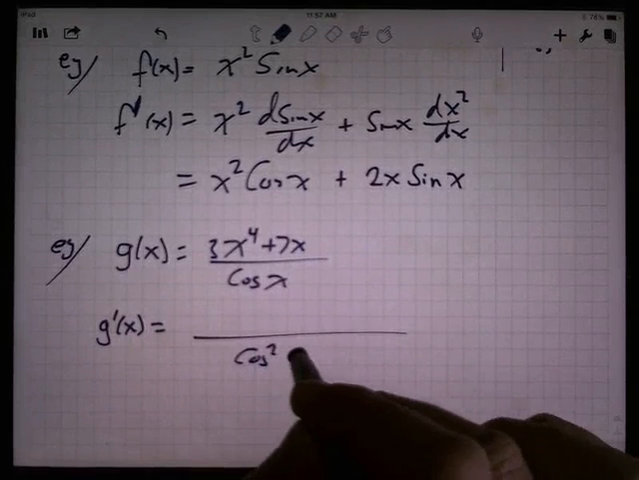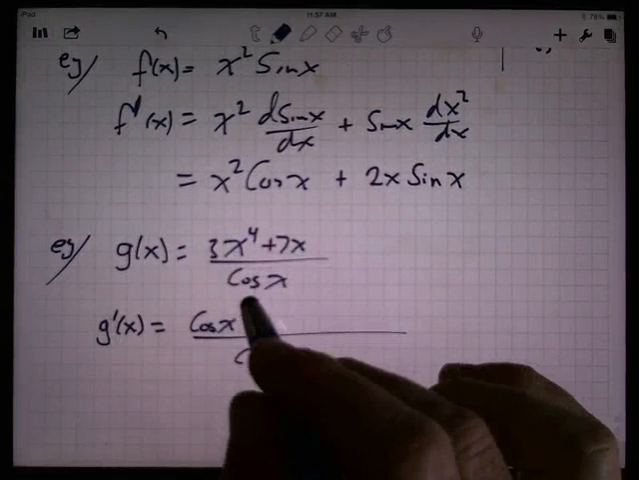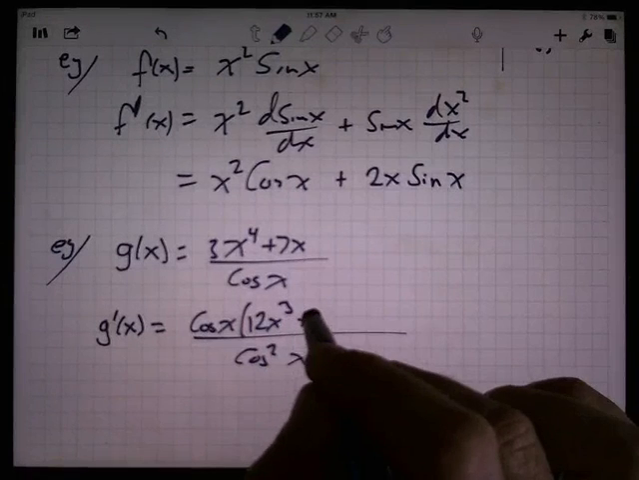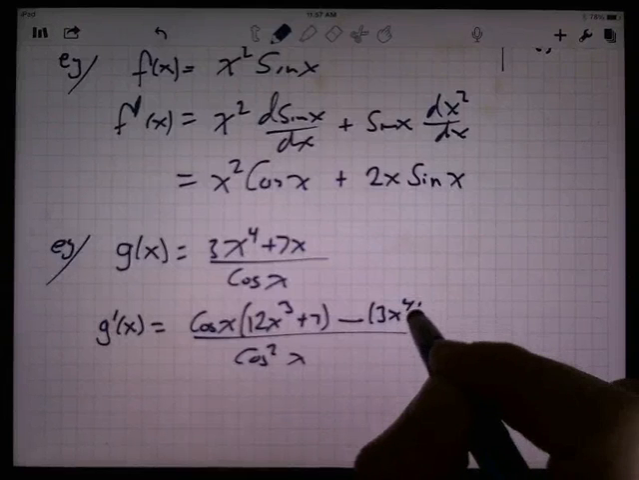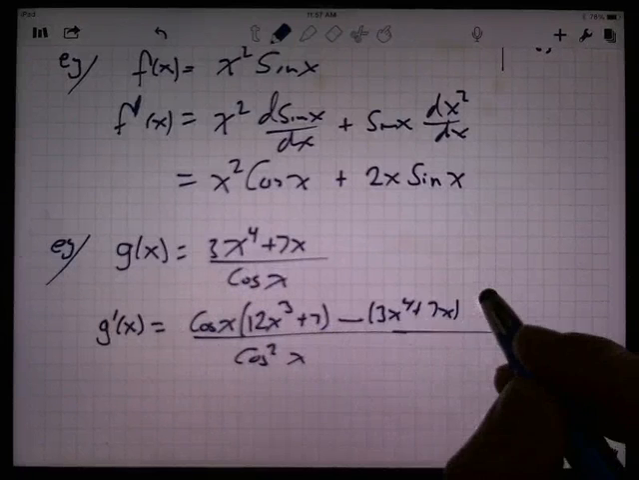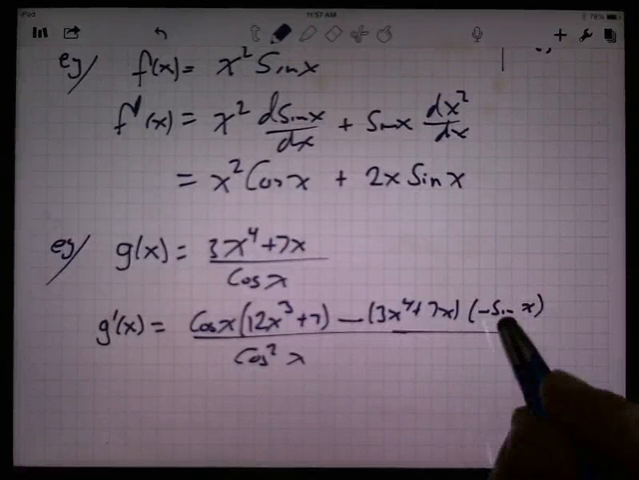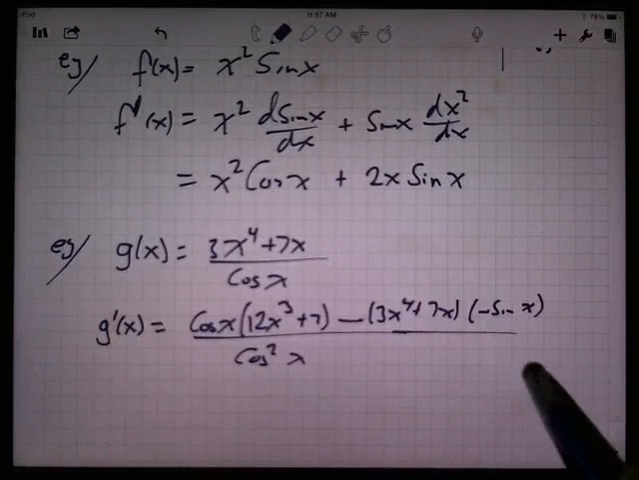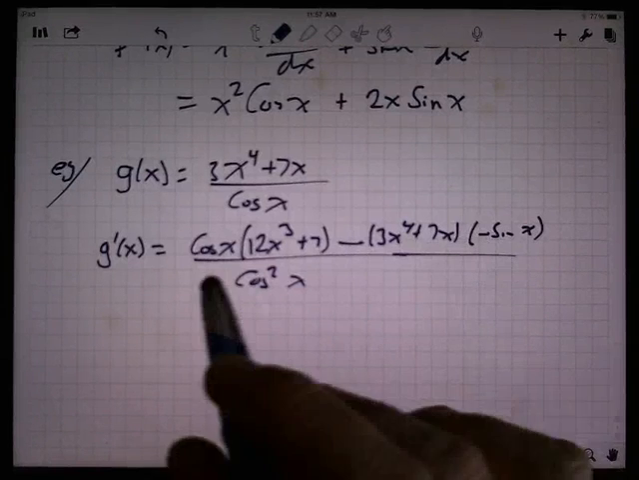I've got a cosine squared on the bottom. I've got a cosine of x right here, times the derivative of the top. The derivative of the top is 12x cubed plus 7, minus the top, 3x to the fourth plus 7x, times the derivative of the bottom. Well, cosine of x is the bottom, so I have times the derivative of the bottom, so times negative sine x. Now, careful here. I see sometimes people don't put it in parentheses, and then it looks like you're just subtracting sine x. You're multiplying by negative sine x. So be careful. And in fact, the minus minus is going to turn into plus.